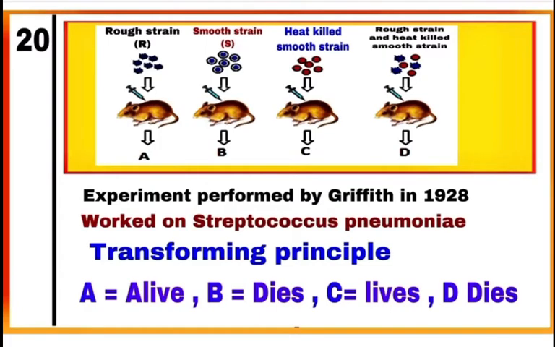In C, when heat killed smooth strain was injected, the mice was alive again. And in D, when mice was infected with mixture of rough strain and heat killed smooth strain, the mice died and he recovered living smooth bacteria from the dead mice. So, he noticed transformation of bacteria in this experiment.